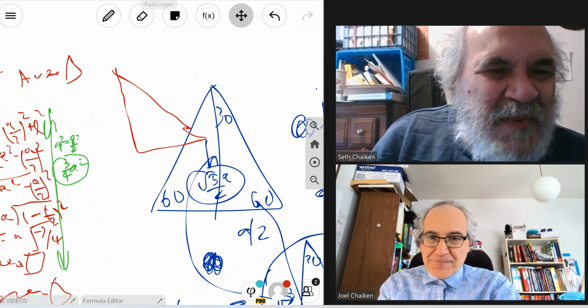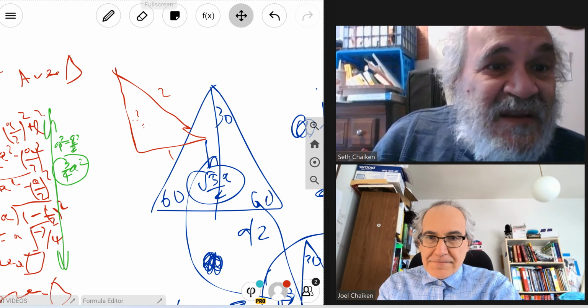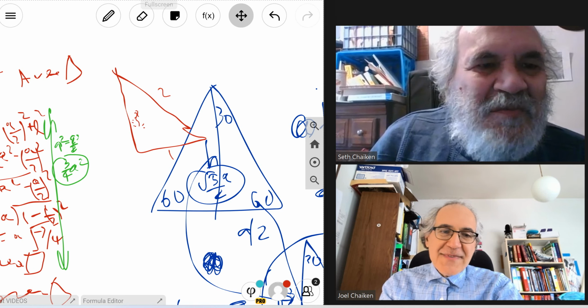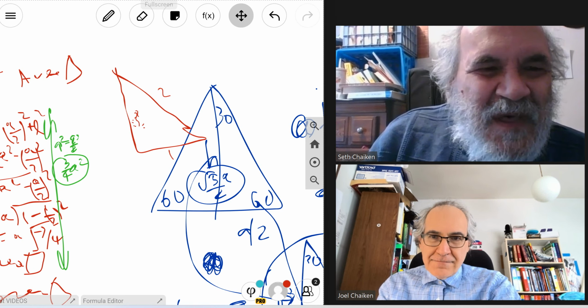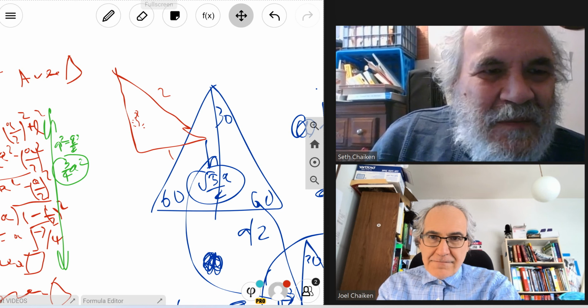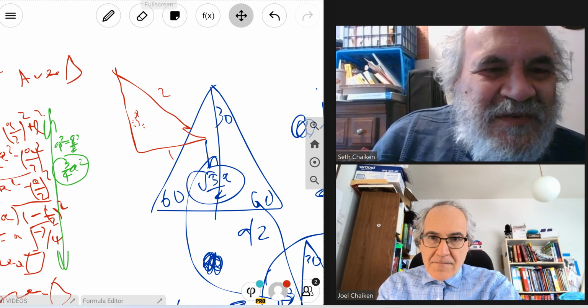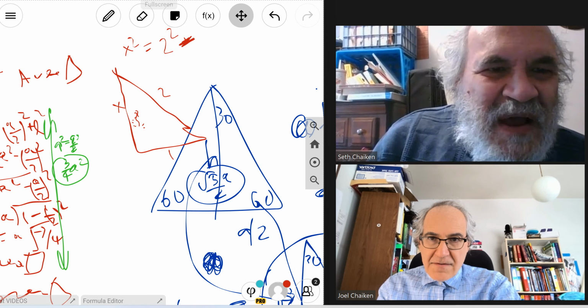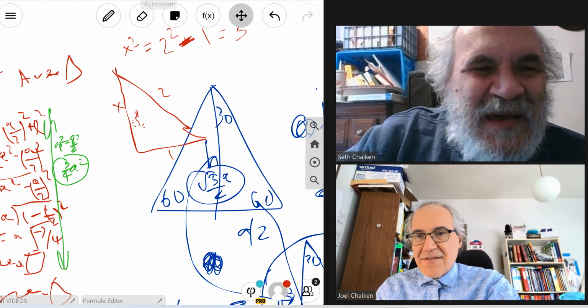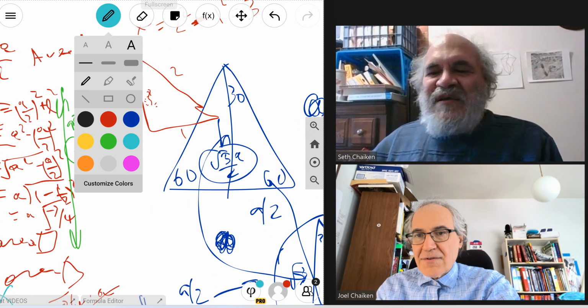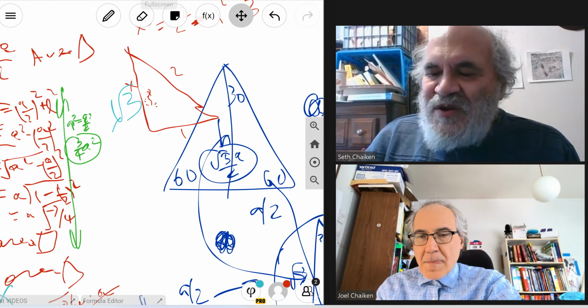And what is it? Suppose you remember this is 1. And this is 2. Oh, right. I forgot what that is. Yeah, so use the Pythagorean theorem. The square of this equals 2 squared minus 1 squared, which is 3. Right, exactly.